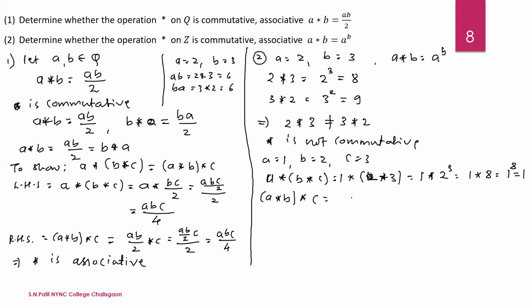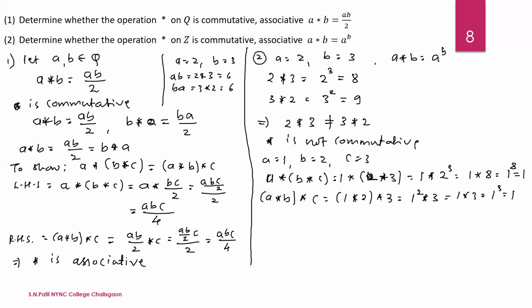Now A star B star C, that is 1 star 2 star 3. 1 star 2 is 1 raised to 2, which is 1. Then 1 star 3 is 1 raised to 3, that is 1. See, here we take A as 1, that's why we get this kind of example. We get both the RHS and LHS of the associative property the same.